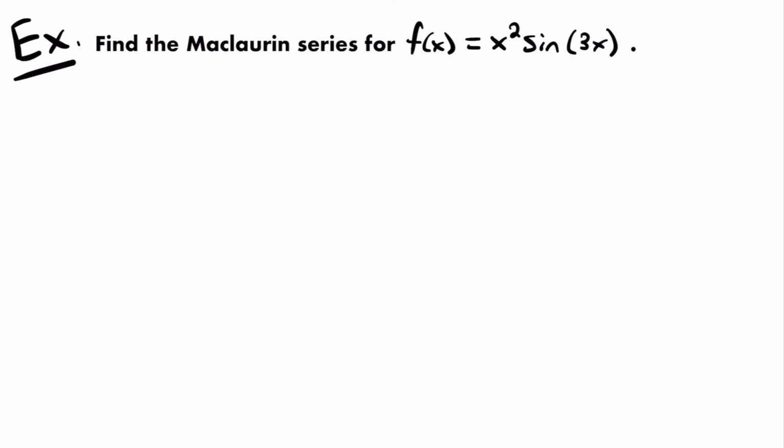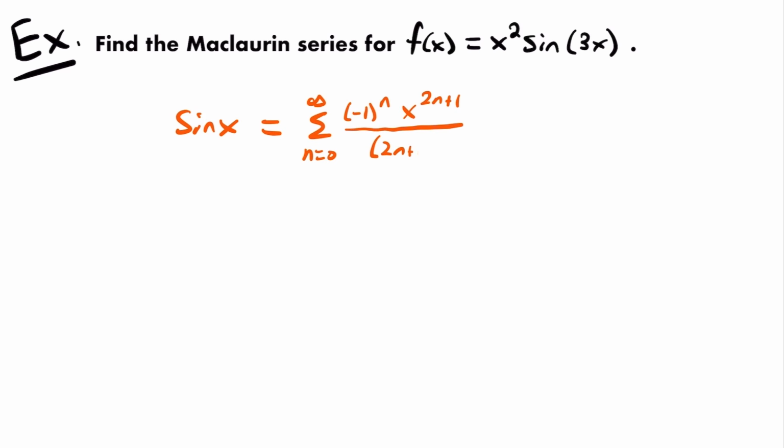We already know from our list of common Maclaurin series, as well as our example from earlier, that sine of x is equal to the sum from n equals 0 to infinity of -1 to the power of n times x to the power of 2n plus 1 divided by 2n plus 1 factorial. All right, and that Maclaurin series was convergent for the interval from -infinity to positive infinity. And so if this is the Maclaurin series for sine of x, what would be the Maclaurin series for sine of 3x?